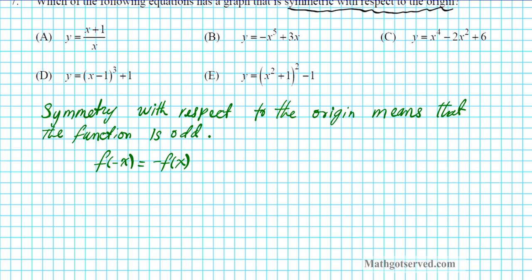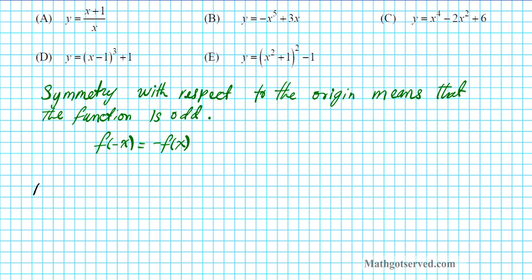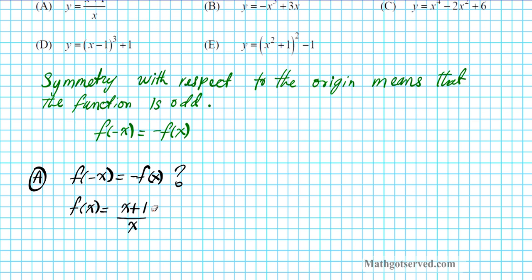Okay, so let's start with option A. So for option A, the question is, is f of negative x equal to negative f of x? Is that the case? If that is the case, then the function is odd. Okay? So what we're going to do, we have the function f of x equals x plus 1 over x. We're going to substitute x with negative x and see if we end up with the opposite of this function.